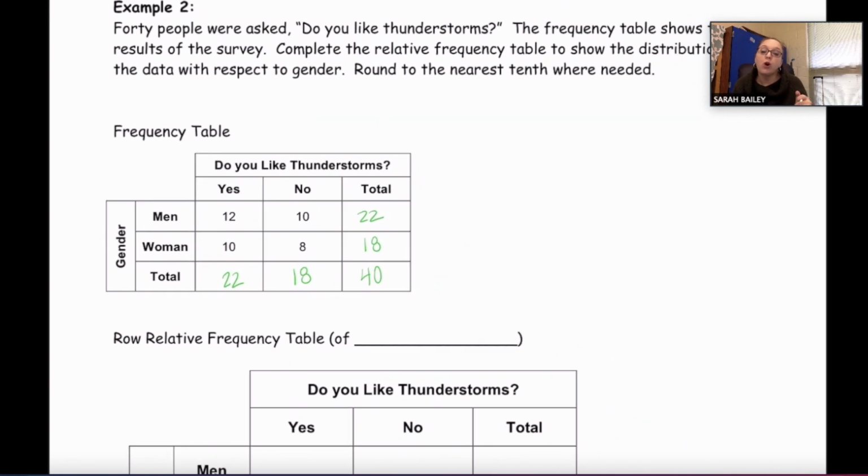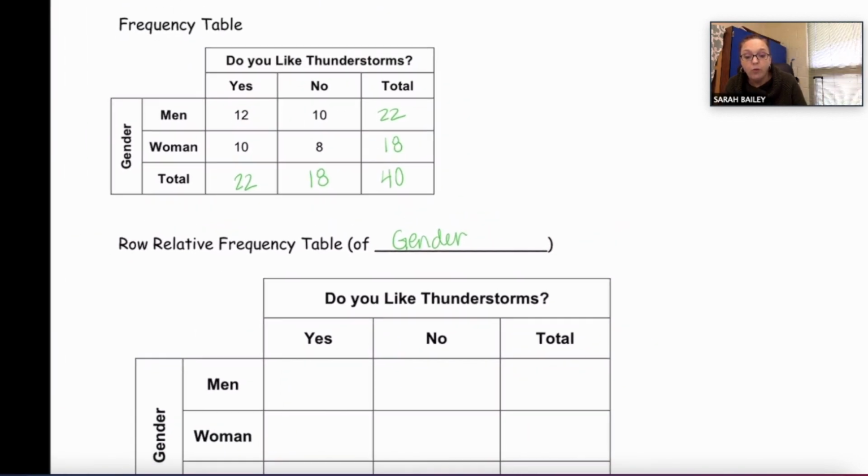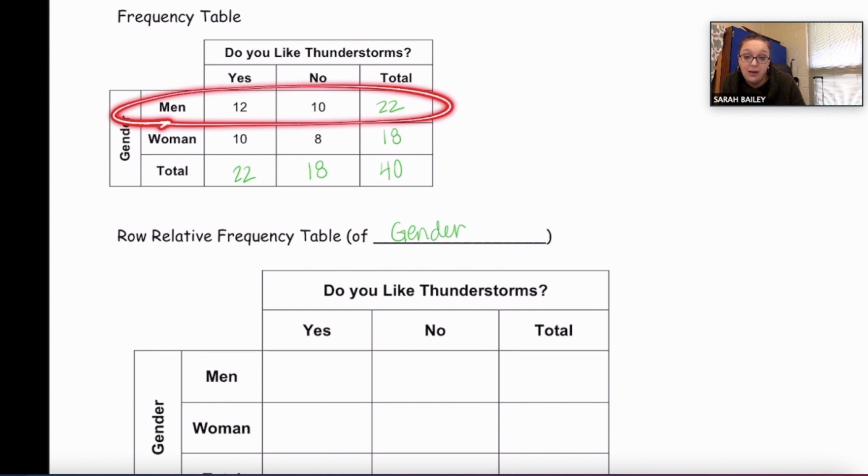Now we're going to do a row relative frequency table. Rows go left to right. So the rows here, the headings are men and women, and that's a type of gender. So row relative frequency table of gender. Okay, so here we go. When I do the men that said yes, I have 12 men that said yes, and I'm going to do that based on the total number of men. So that's going to be 12 out of 22 is what I'm going to put here.